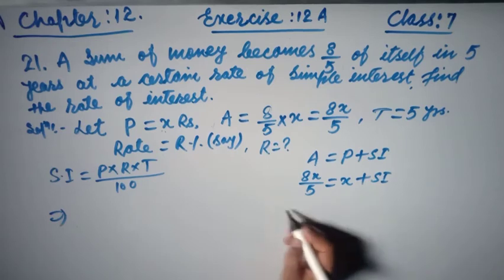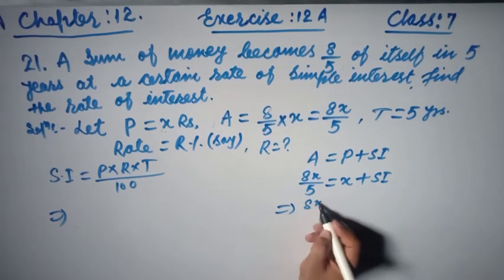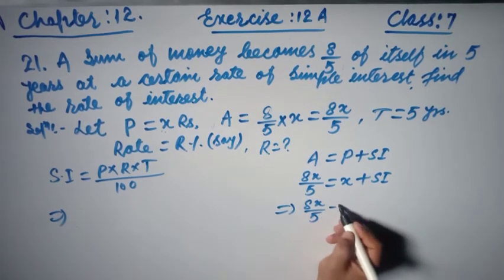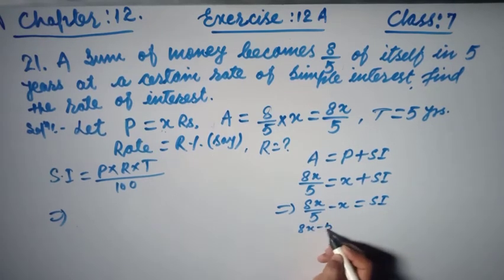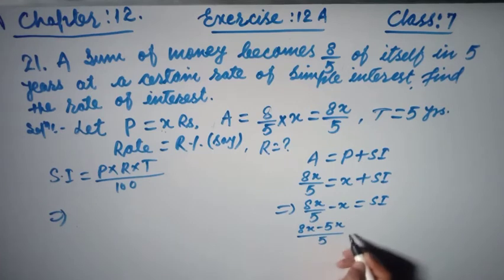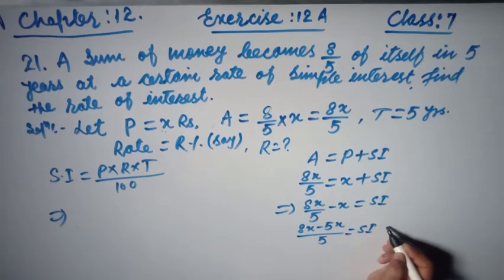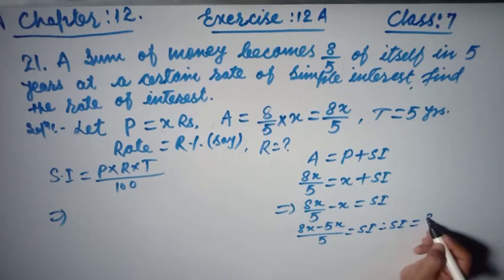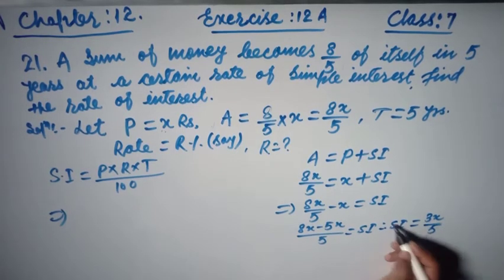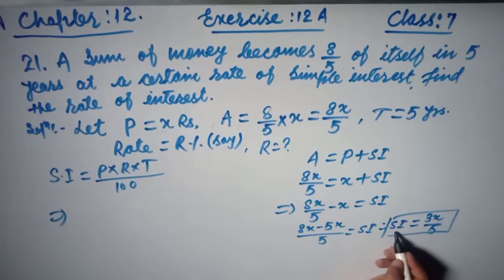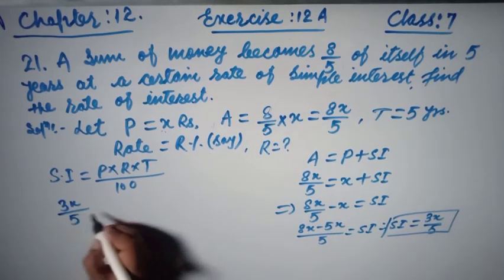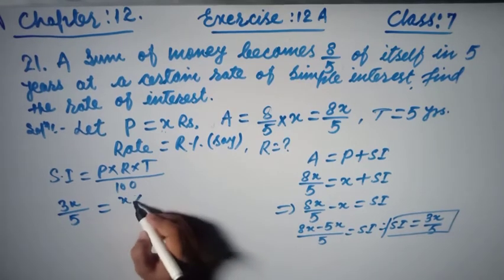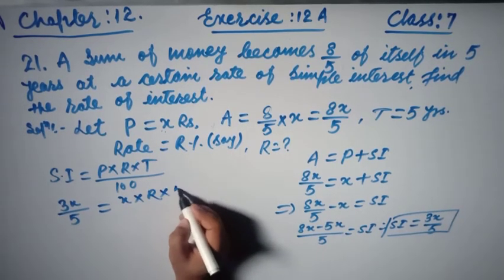First we have to find the SI. So this is 8x by 5 minus x is equal to SI. So this is 8x minus 5x divided by 5 is equal to SI. Now the SI is equal to 3x by 5. So this is SI. Now put this value here. This is 3x divided by 5 is equal to P, which is x, friends, R that we have to find, and T is equal to 5 years.